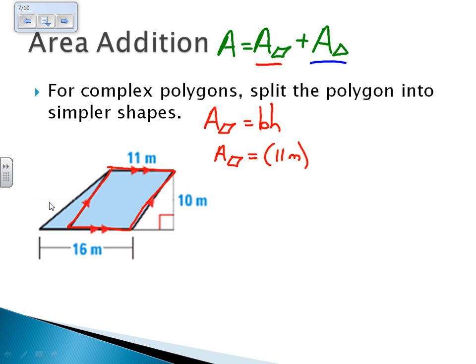What's the height? 10. Are we getting better with the height now? Times 10 meters. So the area of the parallelogram, 11 times 10, 110. What's my units? Meters, because meters times meters gives you meters squared. Are we okay with that one? All right, let me erase this. And we're going to find the area now of the triangle.